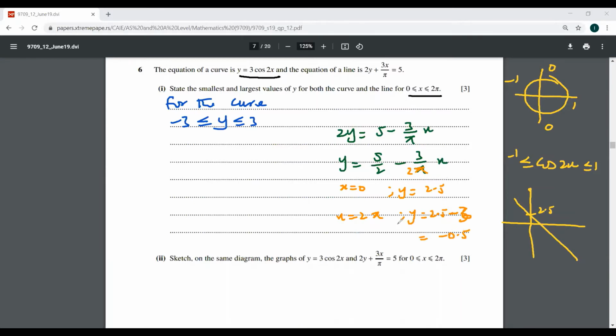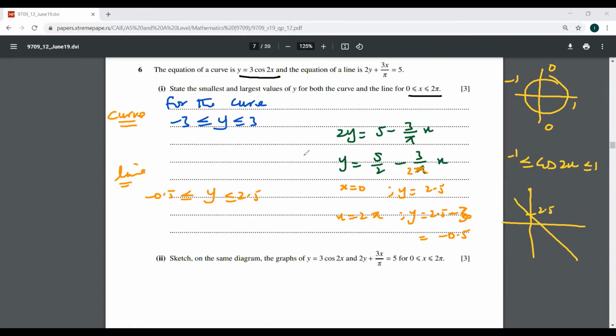So for this line, we have y between minus 0.5 and 2.5. So this is for the curve, and this is for the line. This was just giving the range with the given domain. Okay.